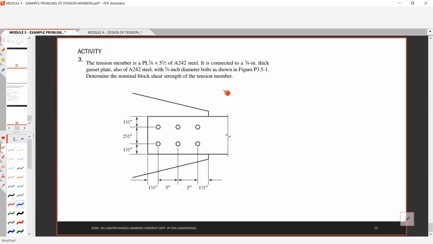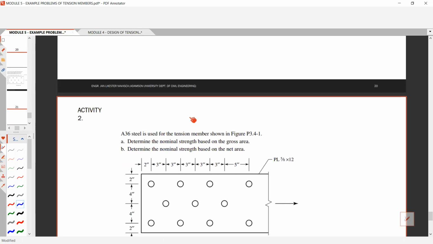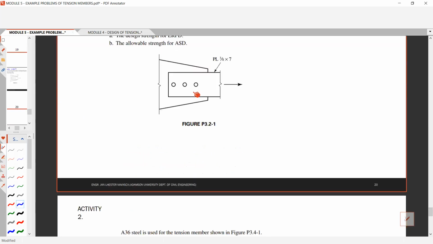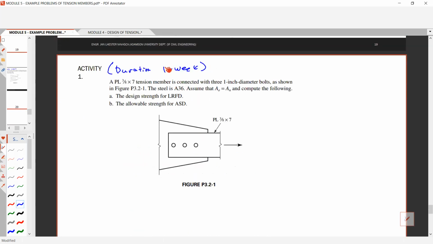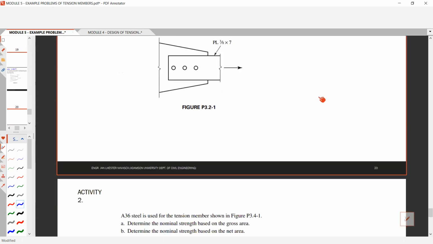Okay, so ayun lang. So for this activity, again, next meeting you will pass this activity next week on Tuesday, and again you will be having your first quiz on design of tension members on Tuesday. Okay, so don't have any questions. Okay, sige.